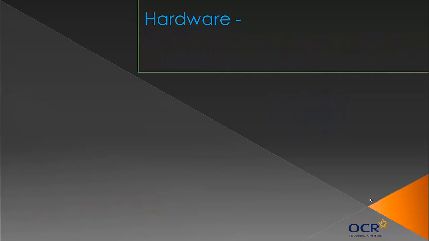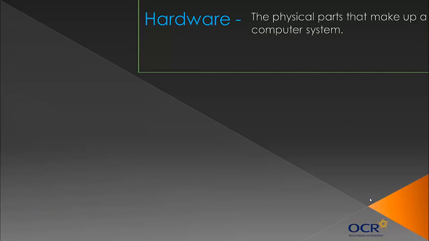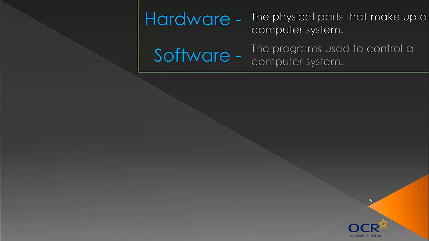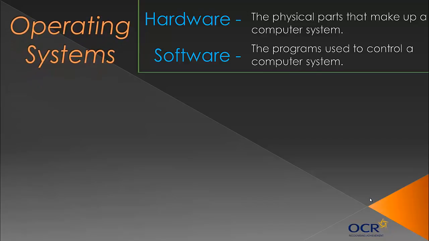Let's start with recapping what hardware is. So hardware is the physical parts that make up a computer system. Software are the programs used to control a computer system. Pretty standard, just want to make sure it's nice and clear before we begin.